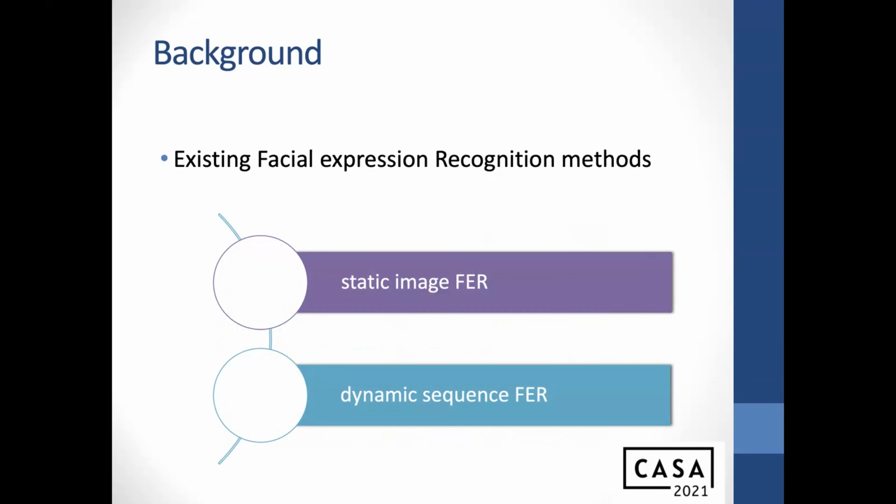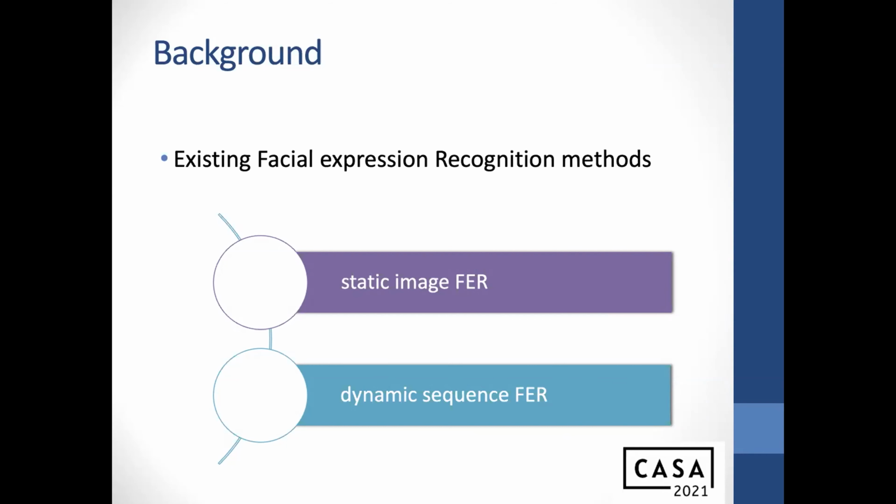We can divide them into two classes. The first one is static image facial expression recognition. And the second one is dynamic sequence facial expression recognition. Despite the progress made, automatically recognizing facial expression with high accuracy remains a challenging task. In this work, we focus on the static image-based approach, in which feature representations are learned using only spatial information from the current single image.